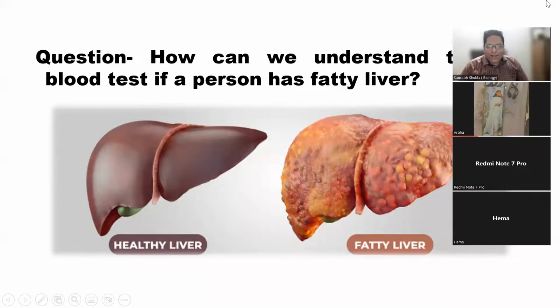Let's see who is my champion today. Let me check the answer. So how can we understand? Who will answer? Question, please read carefully. How can we understand through a blood test if a person has fatty liver? In front of your screen, two livers are showing here. One is the healthy liver on the left side, and next is the fatty liver on the right side.